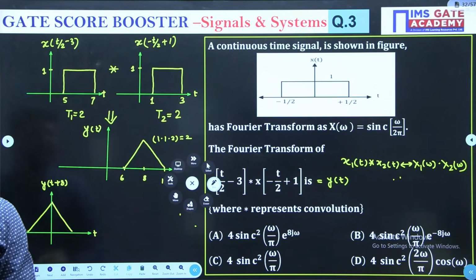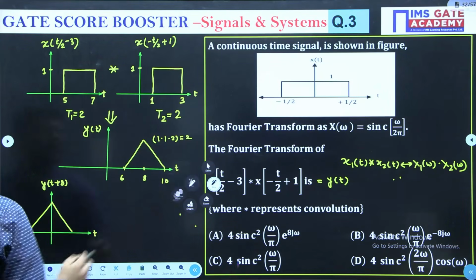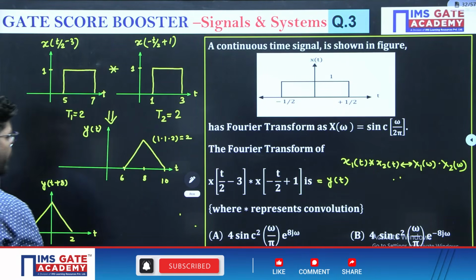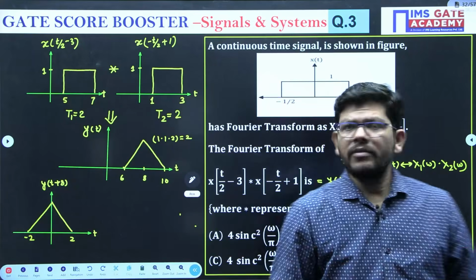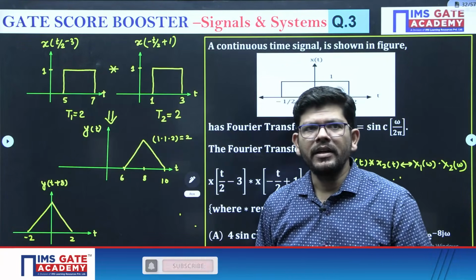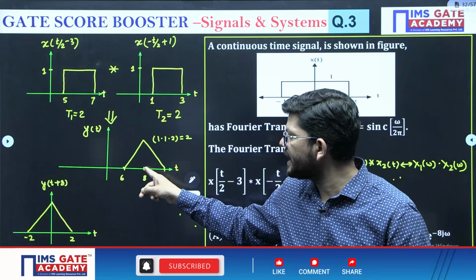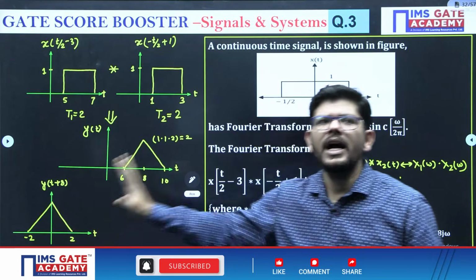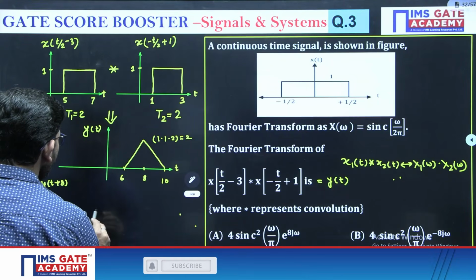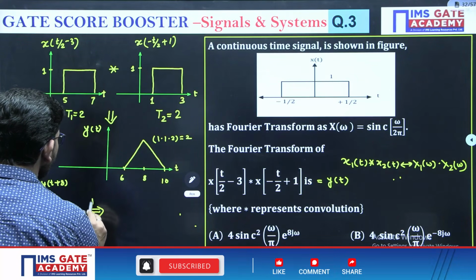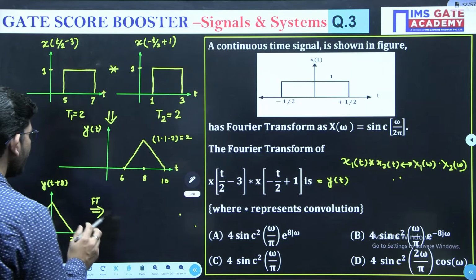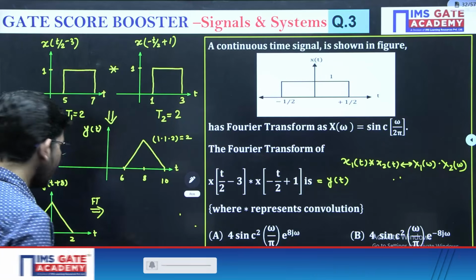So y(t+8) will become a signal like this. Just see: first I did the convolution, I got this y(t), then I have shifted this y(t), because my midpoint here is 8 and I am bringing that to the origin. After doing that, if I take the Fourier transform of this signal, then what is going to be the Fourier transform? I have a triangular pulse.